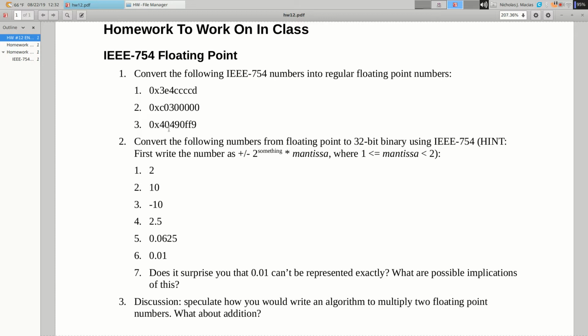If you do question 6, when you convert 0.01 into binary, you get this repeating decimal, just like 0.2 for that first question, right? So I asked question 7, does it surprise you that 0.01 can't be represented exactly, and what are the possible implications of this? I mean, as humans, we can write 0.01 exactly with a finite amount of ink. It's just 0.01. 3 strokes and a dot. On a computer, you can't do that. You would need an infinite number of bits to represent it. So what are the possible implications of that?